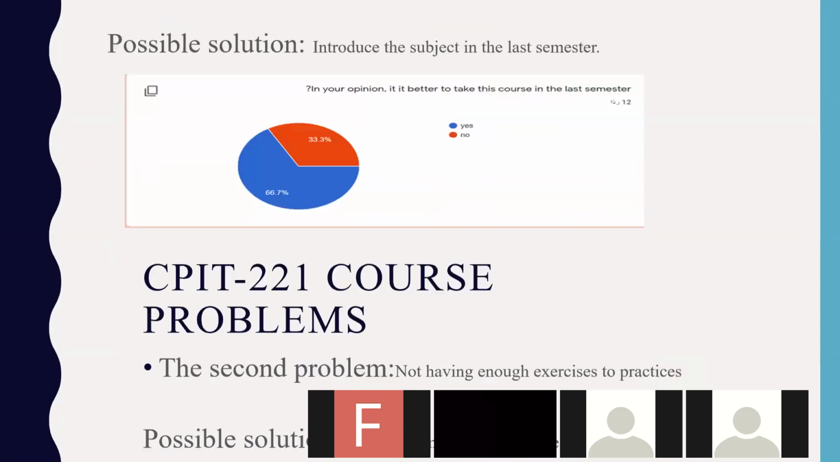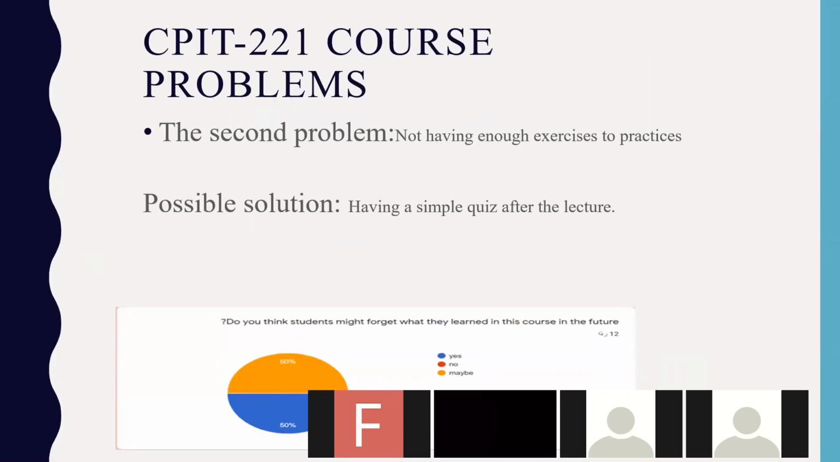The second problem is not having many activities. It is a scientific fact that involving activities during learning reinforces learning material. A study conducted at Harvard University states that teaching using activities helps keep information stable for a longer time. To solve this problem, instructors should prepare a quiz with simple questions after the class. Taking a test will contribute to practicing the skill after learning it.